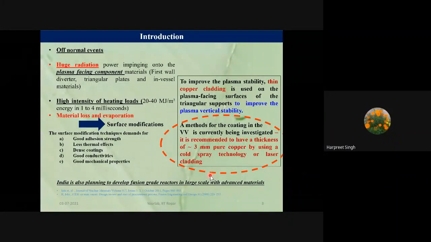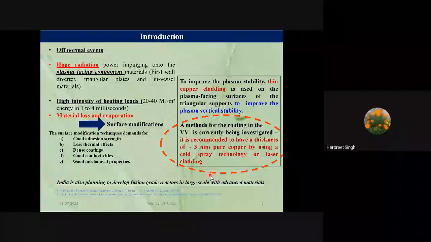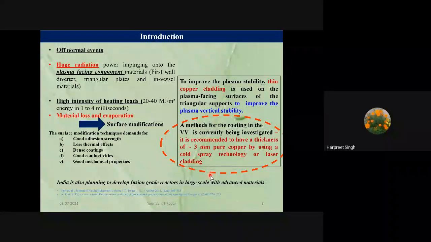If I have to put it in simple words, we need some kind of passivation here, so that this heat can be conducted, or even electric discharge can be made. And that's why we are talking about pure copper here. It is established that to improve the plasma stability, they have to use a copper cladding or copper coating on plasma facing surfaces of the triangular supports to improve the plasma vertical stability. So this is a defined problem. We were given that you have to now develop these coatings.